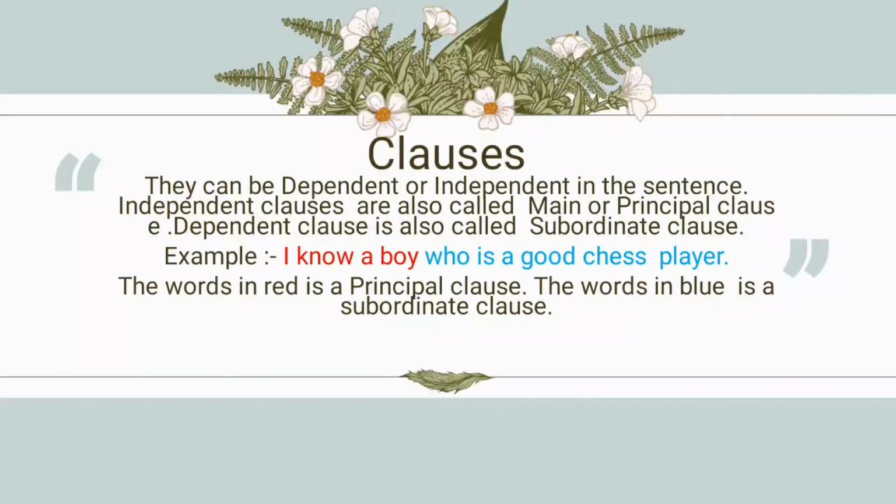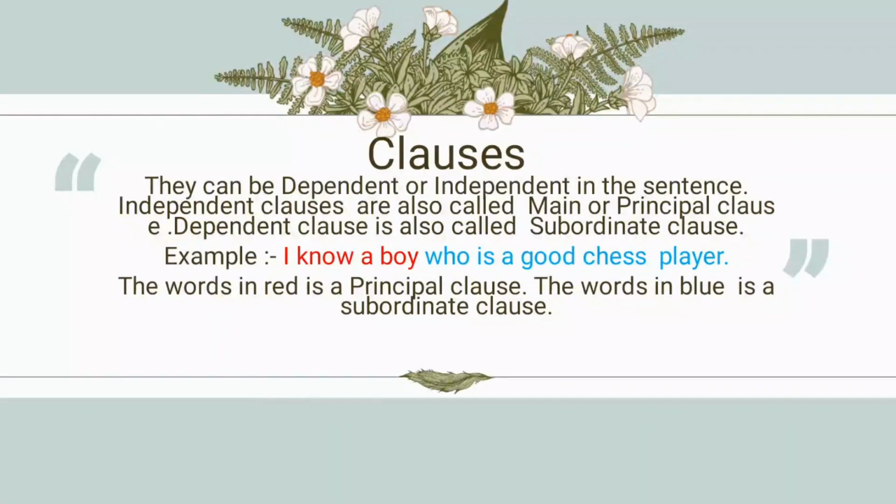Let us take one example. So what we understood is that clauses can be dependent or independent in the sentence. A sentence can have both a dependent clause and an independent clause. A dependent clause is also called a subordinate clause, and an independent clause is called a main or principal clause. Let's take one example. I know a boy who is a good chess player.